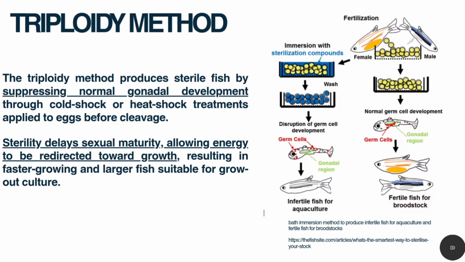Lastly, we have the triploidy method. This method produces sterile fish by suppressing normal gonadal development through cold shock or heat shock treatments applied to fertilized eggs before cleavage occurs. Because triploid fish are sterile, sexual maturity is delayed, allowing more energy to be redirected towards growth rather than reproduction. As a result, these fish tend to grow faster and larger, making them suitable for grow-out culture and commercial production.